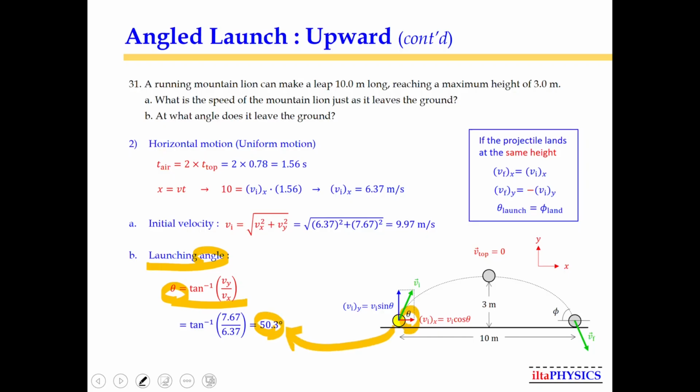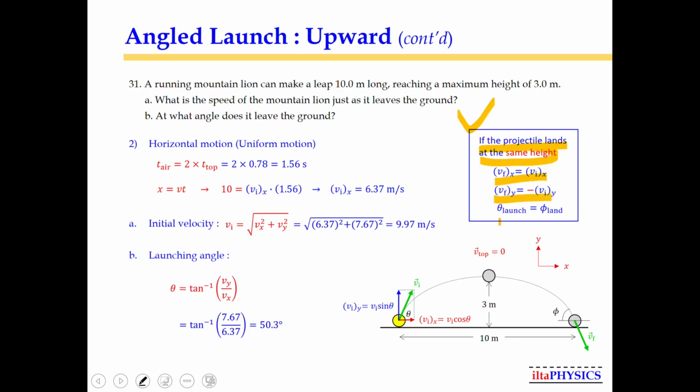One more thing to note about projectile motion. If the launch and landing points are at the same height, the initial and final velocities share a specific relationship. The x components are the same. The y components have the same magnitude but opposite directions, and the angles are equal. Visually, the initial and final velocity vectors have the same size but are reflected. This is a classic angled launch problem. Make sure to review this carefully to fully understand it.